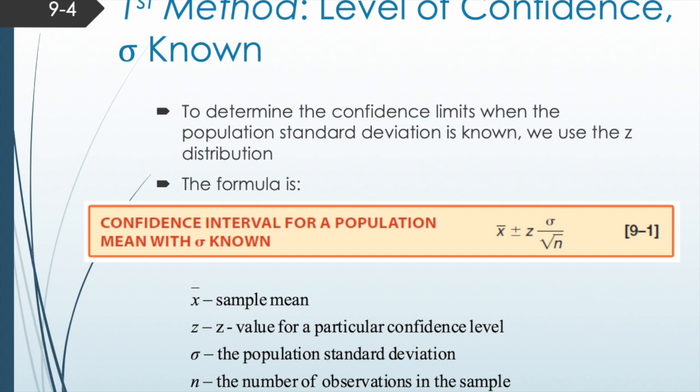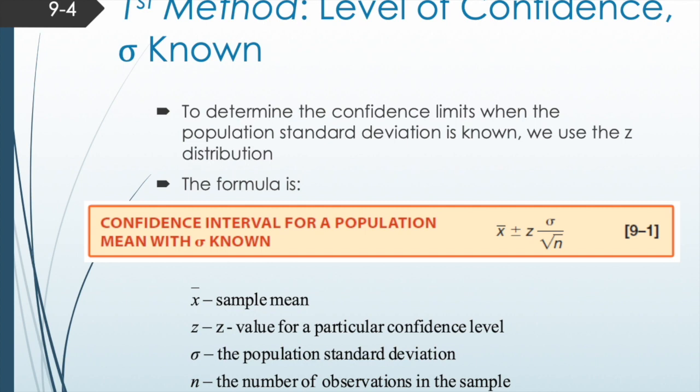So here's our first method, trying to calculate these confidence intervals when we know the population standard deviation. And so for these, we're just going to use that familiar Z distribution. And here's the formula that you're going to need. Recalling that X bar is your sample mean. And because we're doing a range, we'll do plus and minus that Z value times the population standard deviation. So see, we have to know that in order to calculate using this formula. And then we'll divide that by the square root of n, where n is the number of observations in our sample.